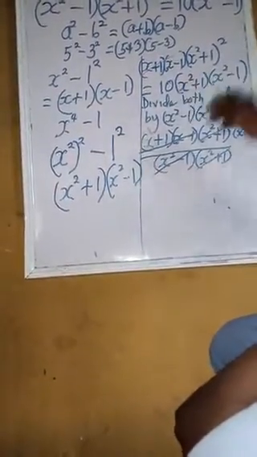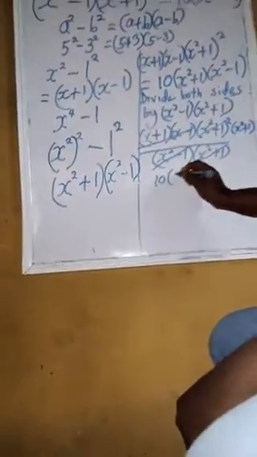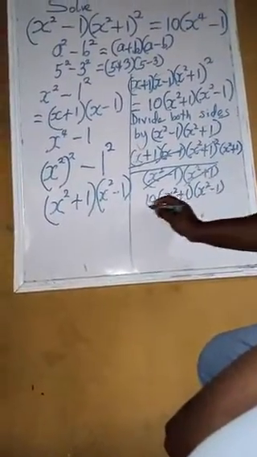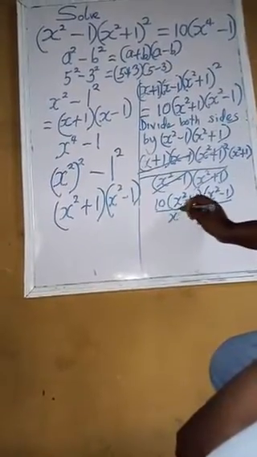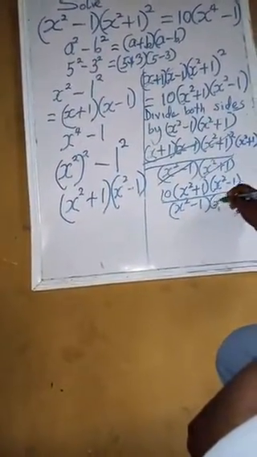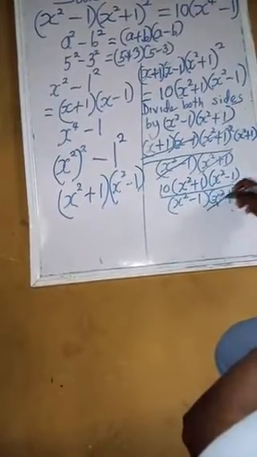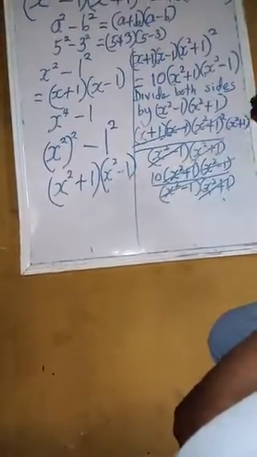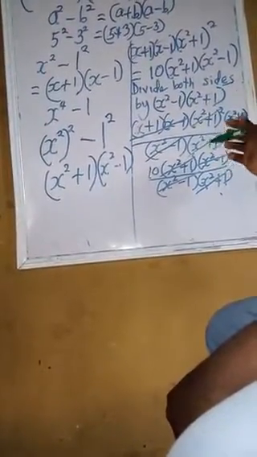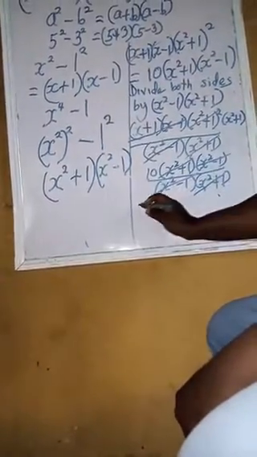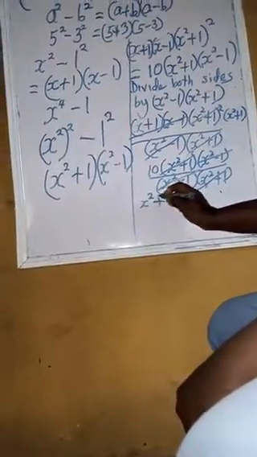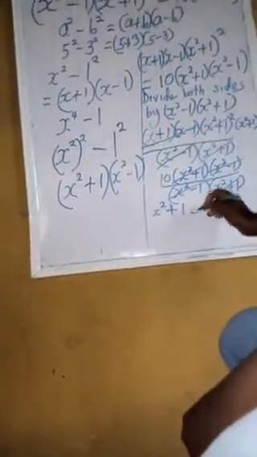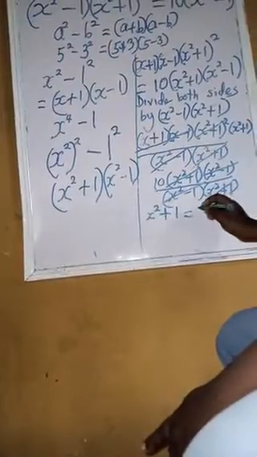So then what about this? 10 open bracket x squared plus 1 and x squared minus 1 divided by x squared minus 1 x squared plus 1. This cancels this and this cancels this. So we are left with only 10 here. Then at the left hand side we are left with only x squared plus 1. Then at the right hand side we are left with only 10.